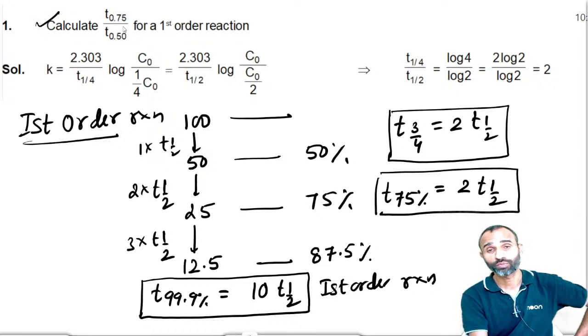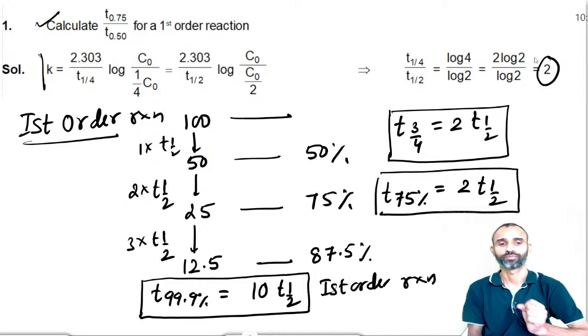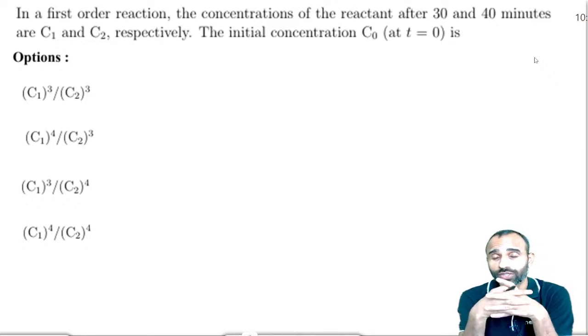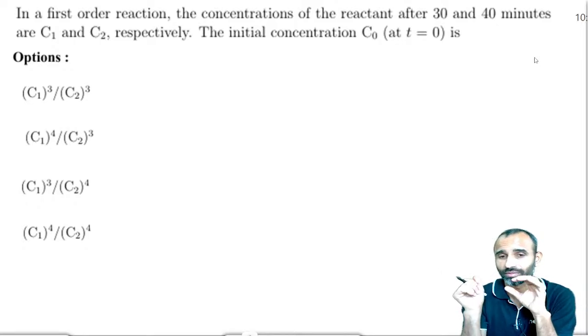Calculate t0.75 over t0.50 for a first order reaction. 75% means 1/4 of C naught comes out to be. The question is from IIT, NEST, I have taken.